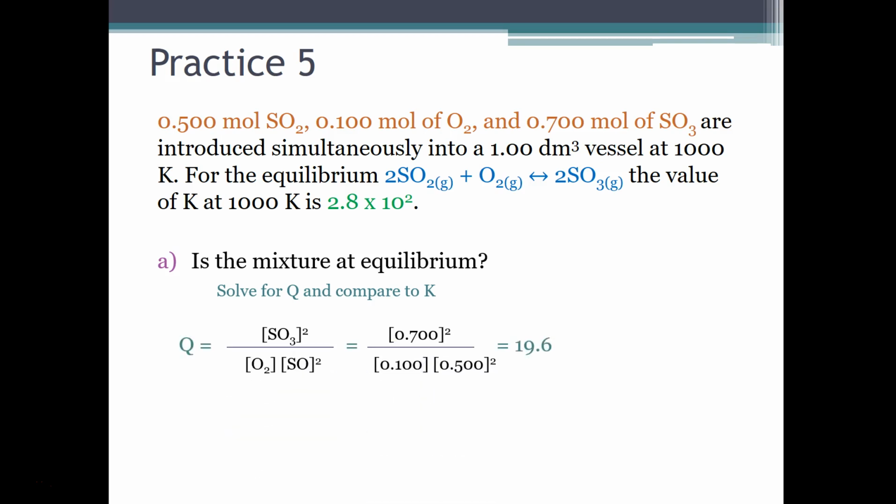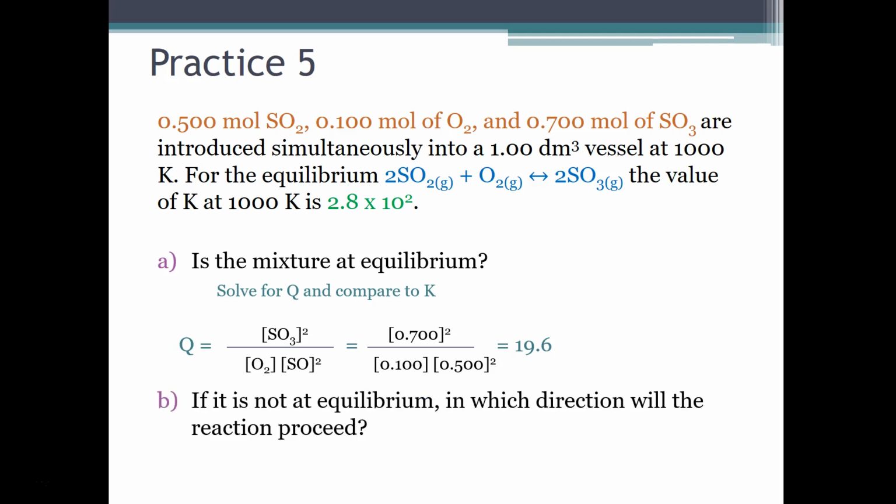So when we solve for Q, we get the value of Q to be 19.6. So, is this at equilibrium? Well, 19.6 is not the same number as 280, and so it is not at equilibrium. So the question now is, which direction will the reaction need to proceed to establish equilibrium? Well, equilibrium has a K value of 280. Now 280 is a much bigger value than 19.6. So if we want to increase that number for Q, then we have to increase the amount of products that form. We have to make that numerator in the expression larger. So that means the reaction will have to proceed toward products, since Q is less than K.